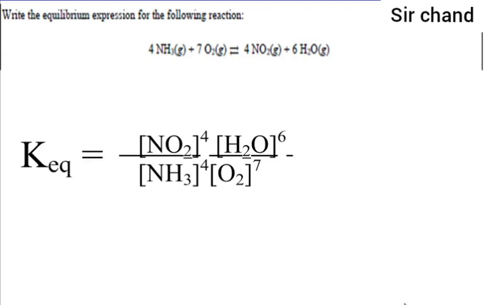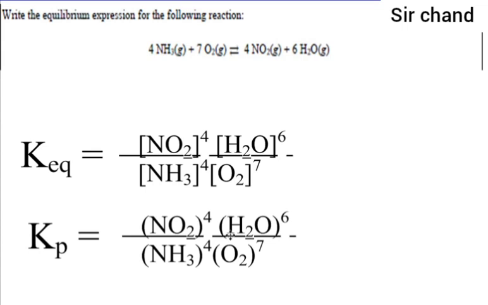If we were given pressure values, we could do the same thing. It would just simply be, instead of brackets, we would have parentheses, and we would say that's our Kp, because we're doing pressure values. Or we could also have the partial pressure. So the partial pressure of nitrogen to the 4th times the partial pressure of water to the 6th, and so forth. And if we were given those values, we would simply plug them in and solve for a numerical value for K, which, again, hallelujah, would have no units.